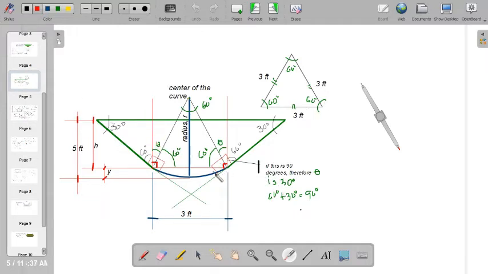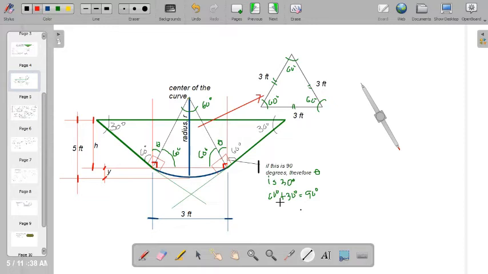If this is 90 degrees, as I've said, therefore this is 30 degrees, because 60 plus 30 is 90. And if you can see, this is 90, this is 30 and this one is 60, so we can isolate this triangle and put it on this side. Okay, so we are isolating the triangle.